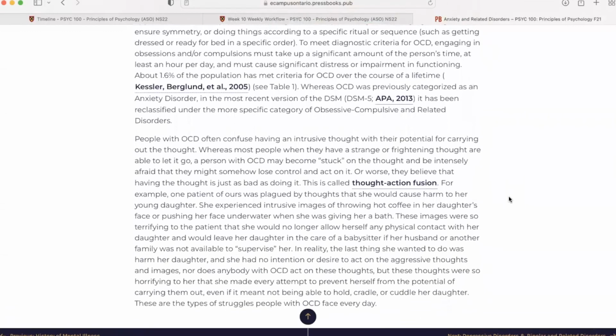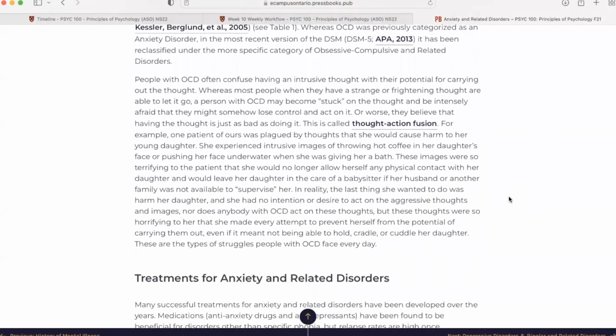People with OCD often confuse having an intrusive thought with their potential for carrying out the thought. Whereas most people, when they have a strange or frightening thought, are able to let it go, a person with OCD may become stuck on the thought and be intensely afraid that they might somehow lose control and act on it. Or worse, they believe that having the thought is just as bad as doing it. This is called thought-action fusion.